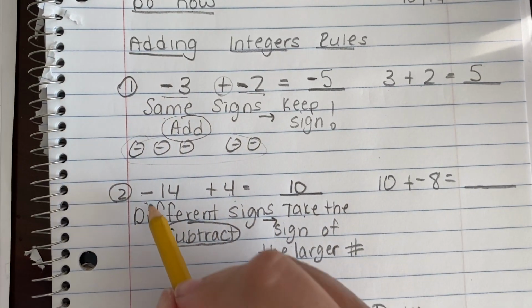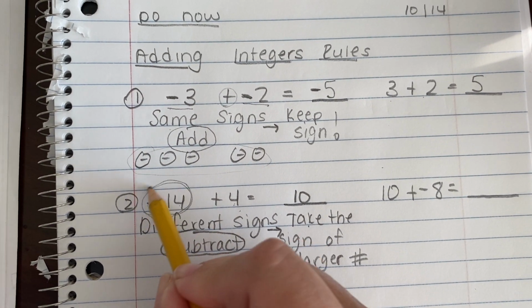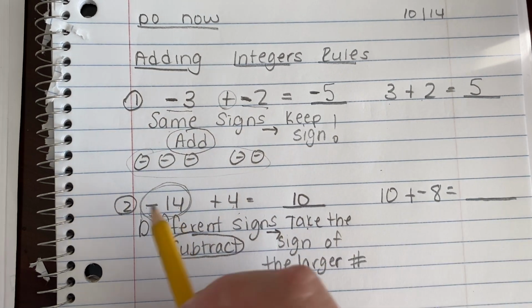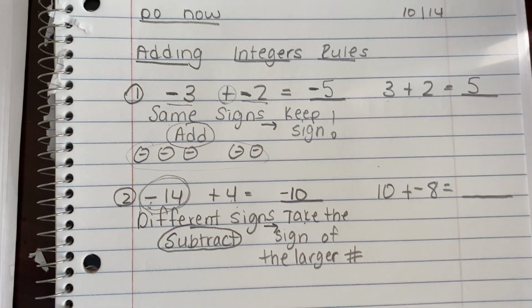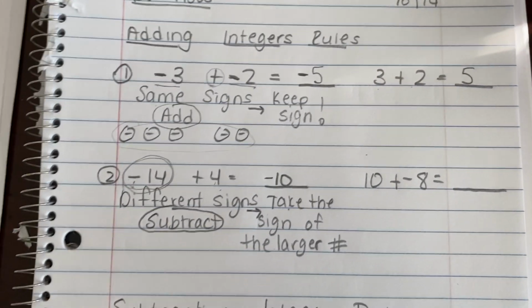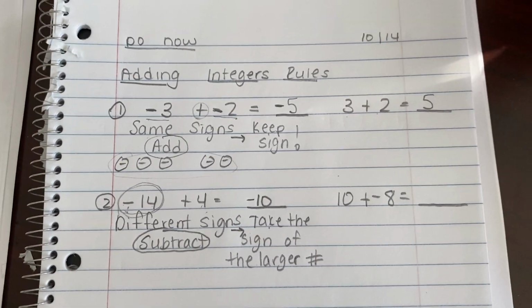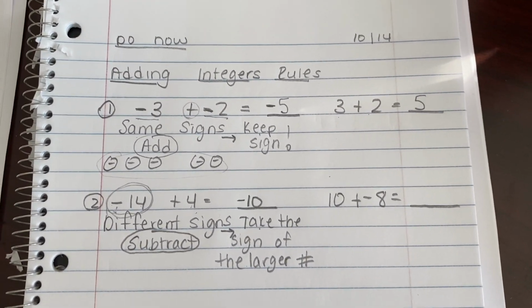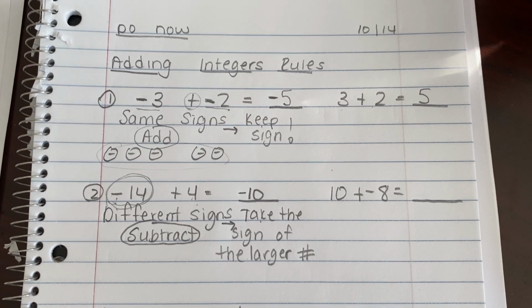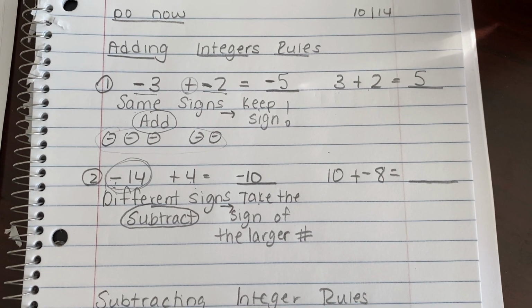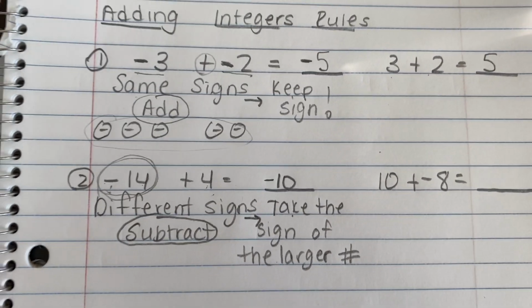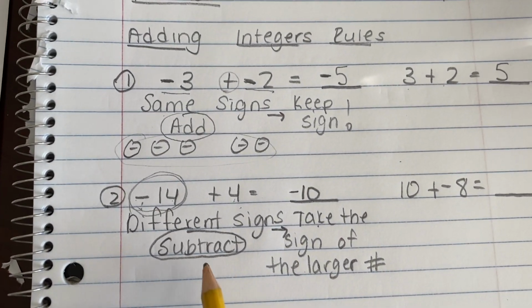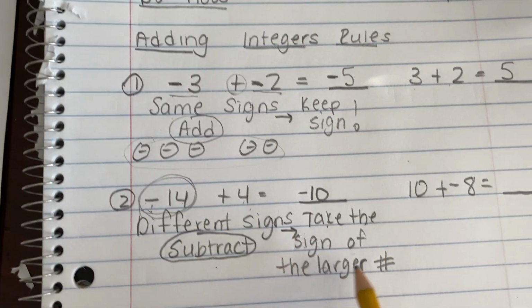Just write that in. Take the sign of the larger number. And what we did in the past is we circled it. Go back and circle it. And if the larger number was a negative, this has to be a negative. These are little things you should be doing on your homework and classwork that I'm expecting. So when you hand in page 77 and 78, these are the things I'm going to be looking for. Okay, so make sure you have that down. You wrote different signs. You subtract and you take the sign of the larger number.